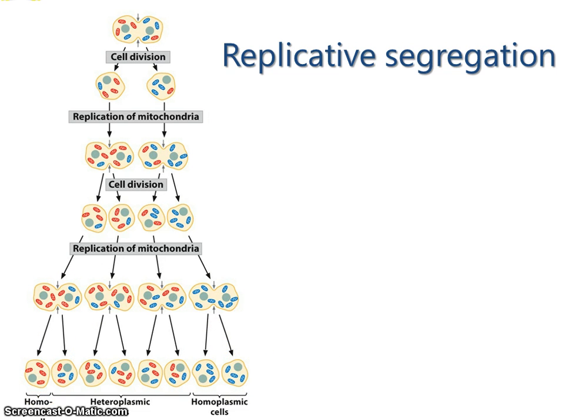So this can be seen in certain types of diseases that are caused by mitochondrial defects. One example is myoclonic epilepsy and ragged red fiber syndrome, which is abbreviated as MRF. Individuals with MRF have varying degrees of severity of their symptoms depending on the proportion of affected mitochondria that they actually have.